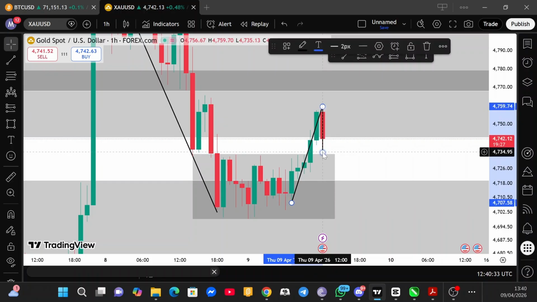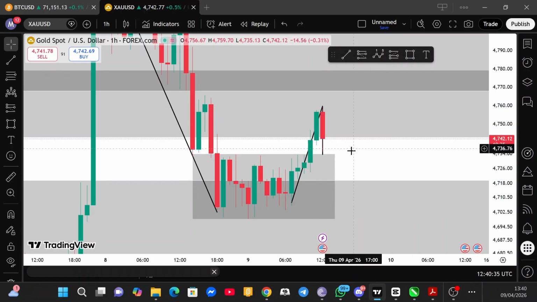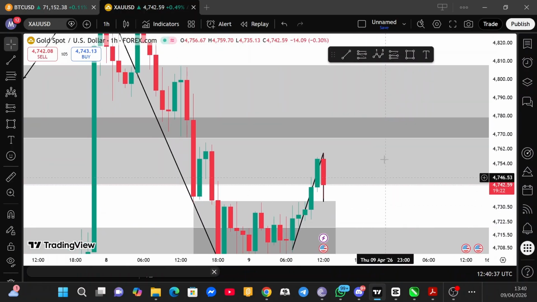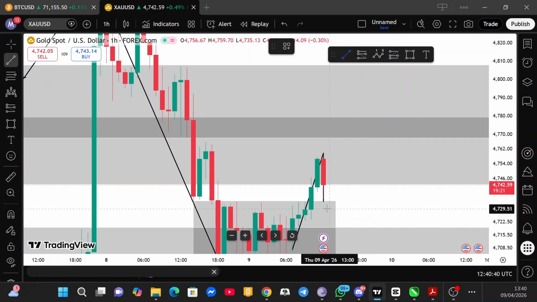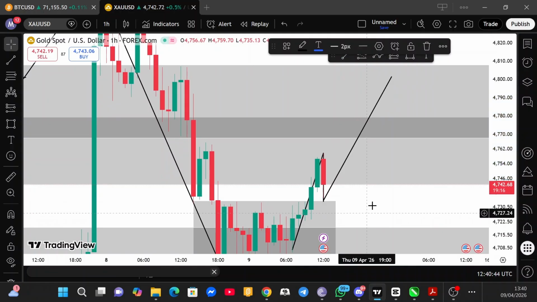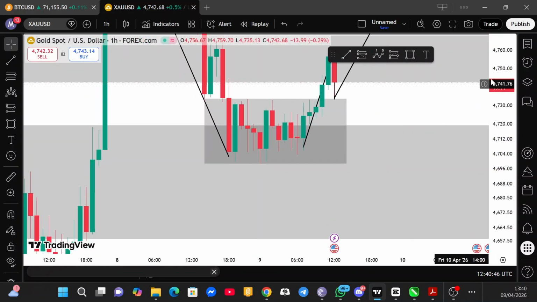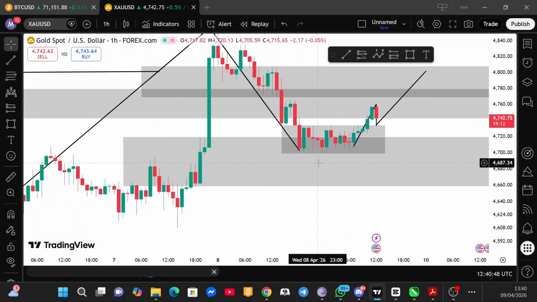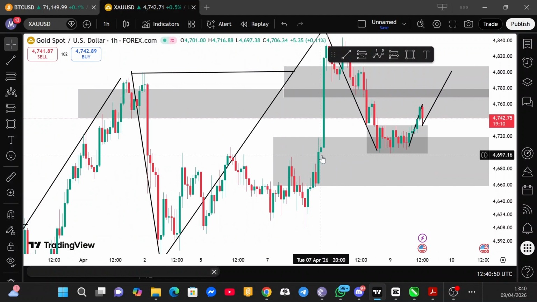You wait for this to come and tap this zone, and then they wait for a confirmation. If there's a clear rejection, they get a buy, further buy to the upside. So this is an example of a bullish, a bearish, and a consolidating market. This is our basic course.